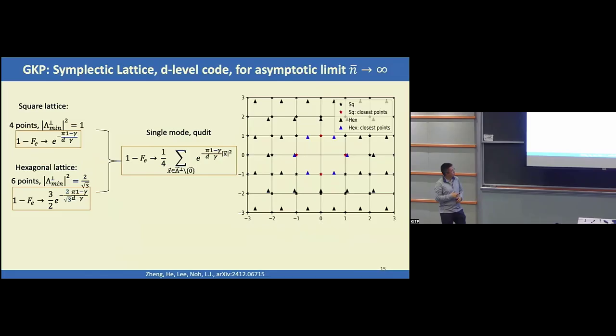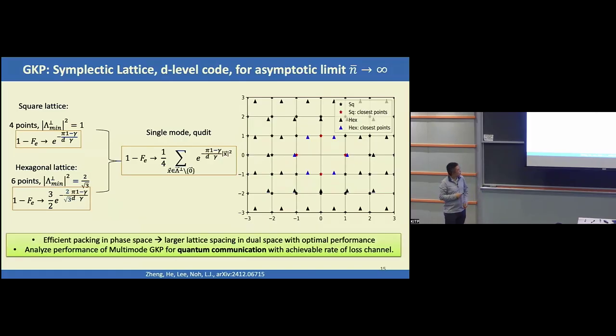So here's just an illustration of the red dots being the square lattice, and these blue triangles show the hexagonal lattice, which is a little bit larger in the dual space. Therefore, it actually gives better suppression. So that gives you a theoretical explanation of why efficient packing is important and related to error correction. Now, this is just for single-mode bosonic codes.